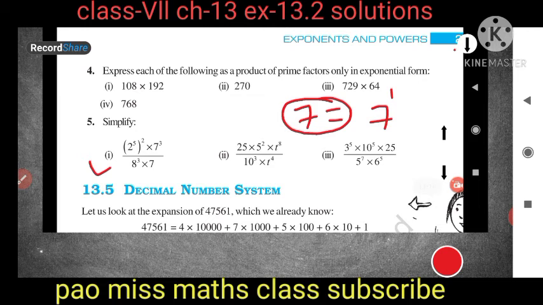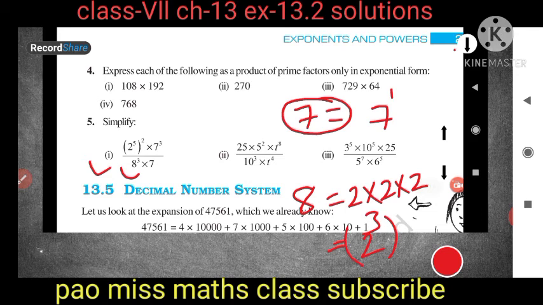Now for 8, 8 can be written in the exponential form, because 8 can be written as 2 into 2 into 2. That means 8 can be written as 2 to the power 3. Okay, so 8 can be written in the exponential form. How? 2 to the power 3. So in place of 8, we have to write 2 to the power 3. Then again power 3 is there, that means there will be 2 to the power 3 to the power 3. Okay, there will be a double power.